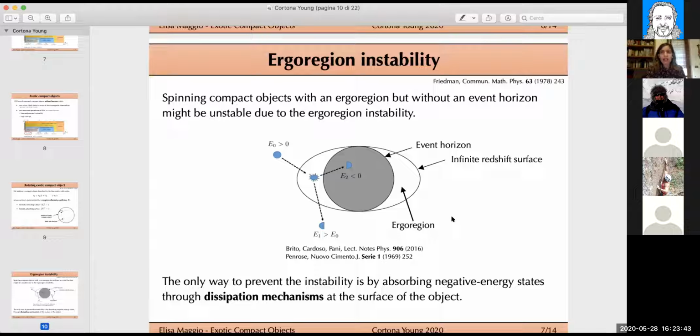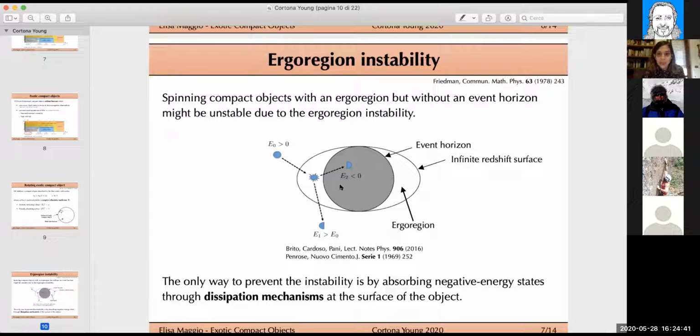And these rotating geometries, however, might be unstable due to the so-called ergo region instability. In fact, the Kerr solution is characterized by the existence of an ergo region, which is a region between the infinite redshift surface and the event horizon of the Kerr black hole. In this region, negative energy states can exist. So in the black hole scenario, if a particle falls into the ergo region, it can split into a negative energy particle plus a positive energy particle. And because of the presence of the horizon, the negative energy particle is forced to fall into the black hole, and the outgoing particle has an energy larger than the initial one. This happens because you are extracting energy from the black hole. This is a well-known process called the Penrose process, which allows to extract energy and angular momentum from black holes.